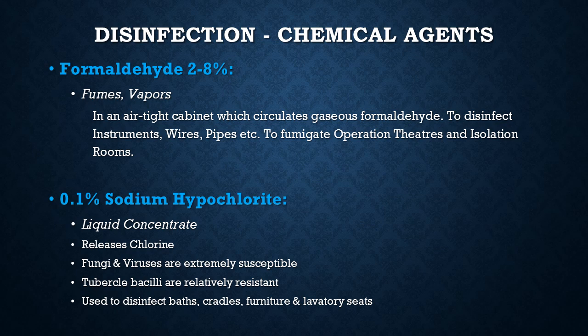0.1% sodium hypochlorite is available in liquid concentrate form, and like bleach that you see, it releases chlorine and that oxidizes the fungi and viruses and the cell membrane of the bacteria, etc. However, the tubercle bacilli are relatively resistant to this. It is generally used to disinfect baths, cradles, furniture, and lavatory seats, etc.